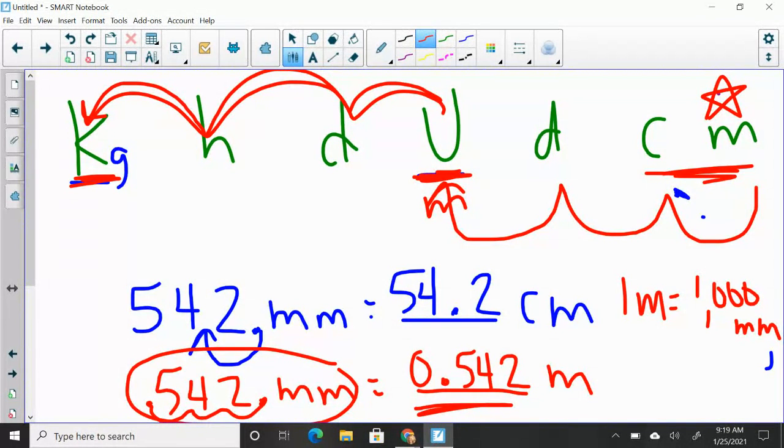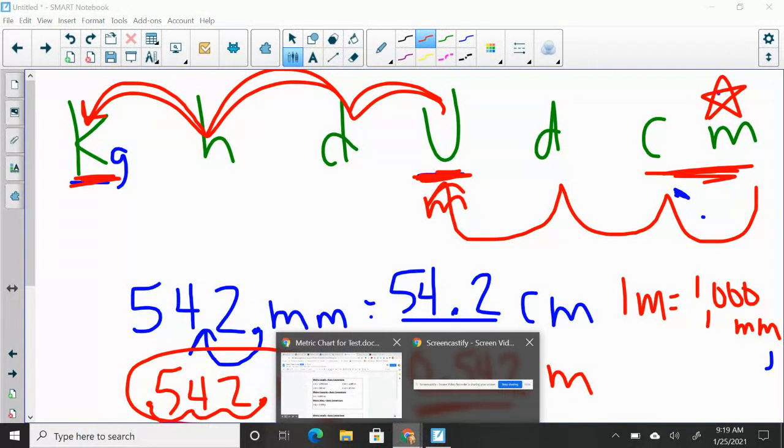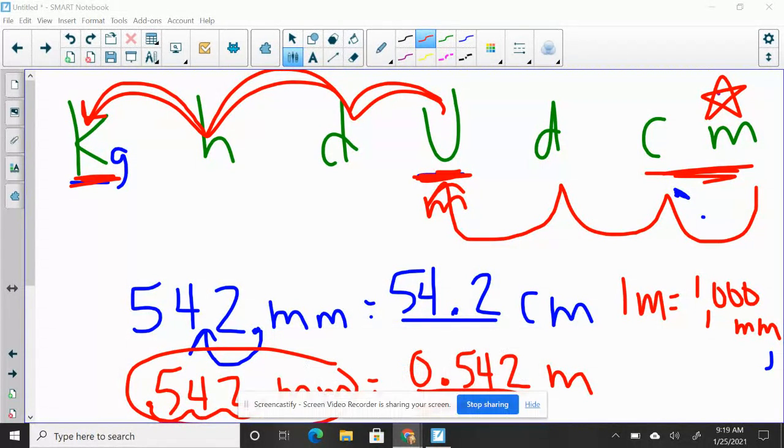Okay, so we're going to continue with metric measurement and prime and composite numbers this week. And next week, I think we're going to be starting our fraction unit.